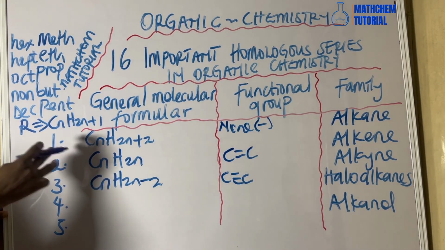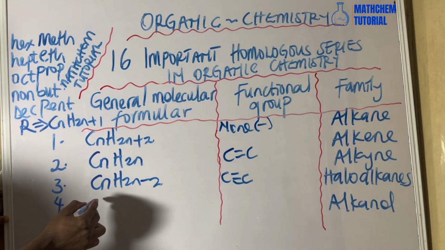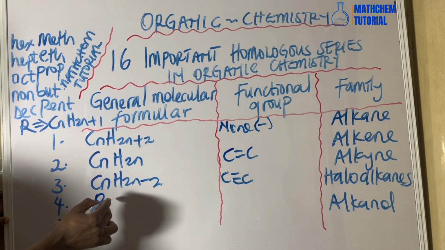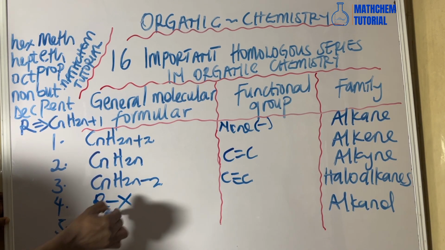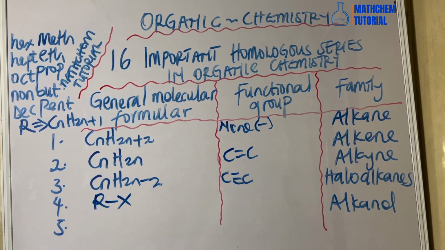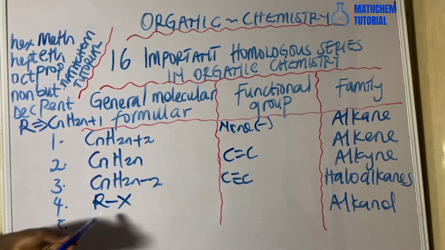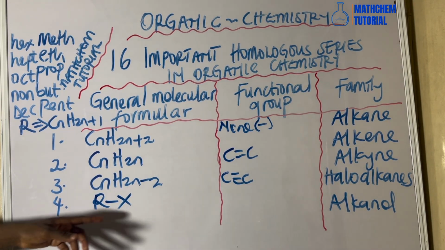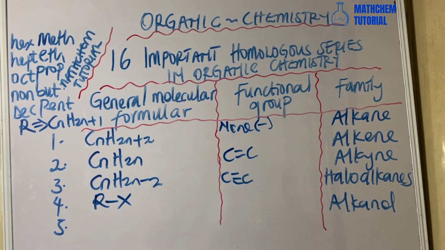So instead of writing CnH2n plus 1 here, I'll just write R bonded with X. Now, what's the meaning of X? R simply means CnH2n plus 1. Take note. So what is the meaning of this X? This X is a symbol we use to represent a halogen in organic chemistry. So this X represents fluorine, bromine, chlorine, iodine, and astatine.